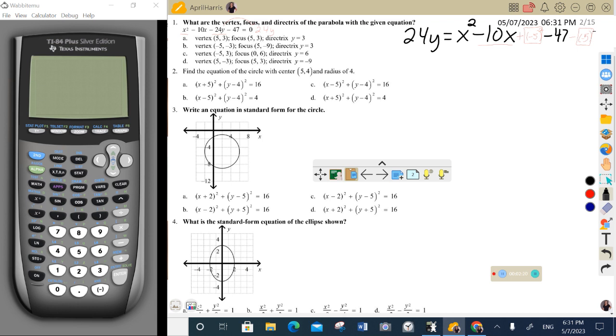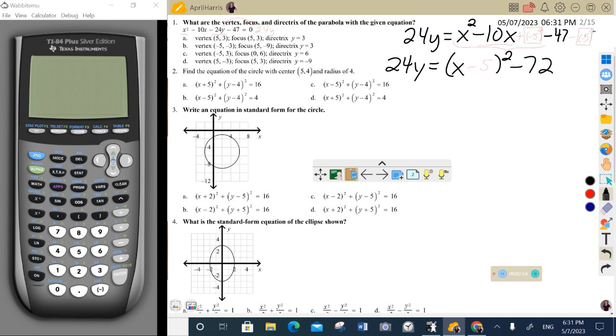Y'all thought my writing was bad on the regular board. All right. So we got 24y equals, and I'm going to rewrite the trinomial as a binomial squared. And what goes inside of there is x, and then the half of b, the minus 5. And over here on the right, we got negative 47 minus 25. You can use your calculator for that. And we get negative 72.